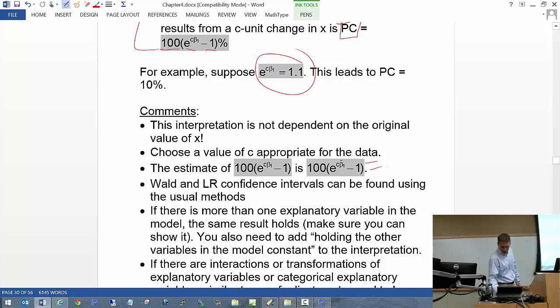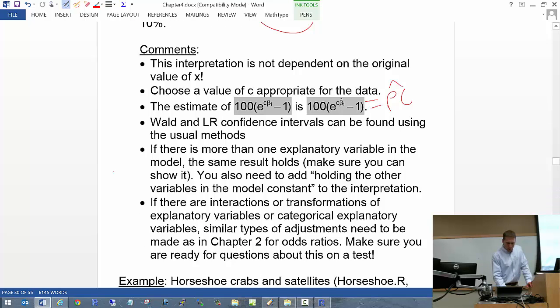I guess my third bullet I kind of already talked about. That's PC hat. You can use Wald and likelihood ratio intervals, as we've done in the past for this. If there was more than one explanatory variable in the model, the same results that we have here hold true. You just have to add then in your interpretation, holding the other variables in the model constant.